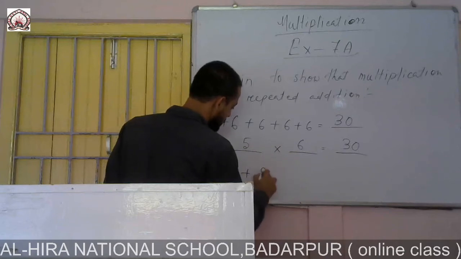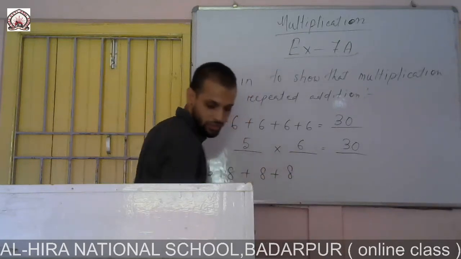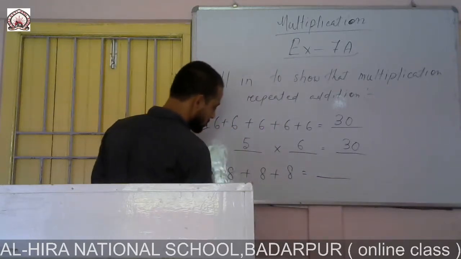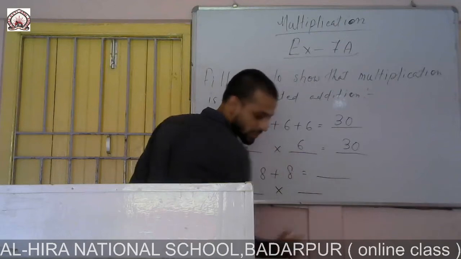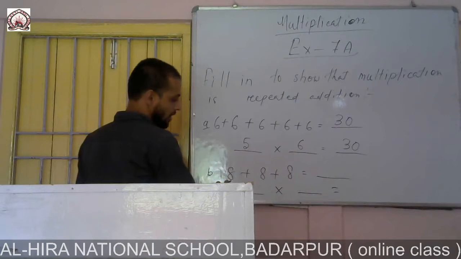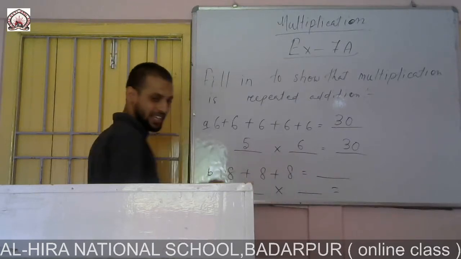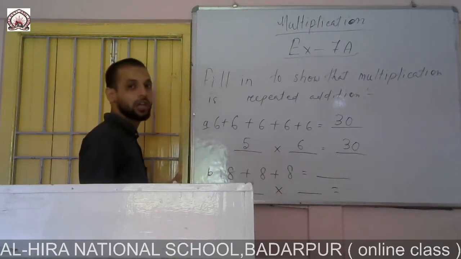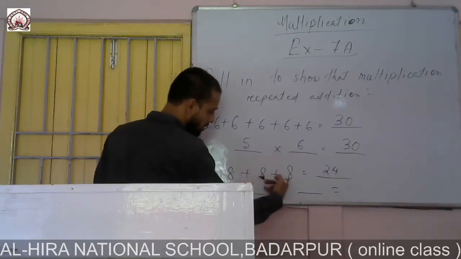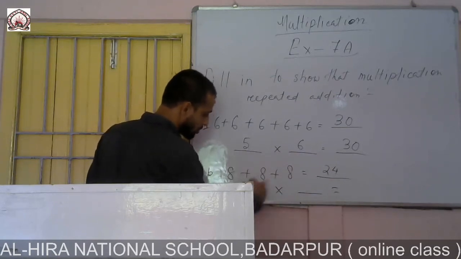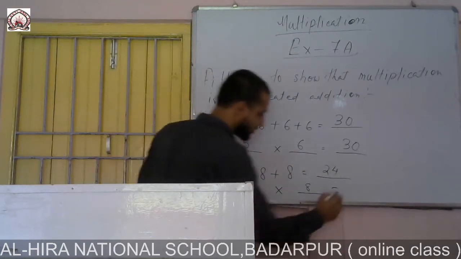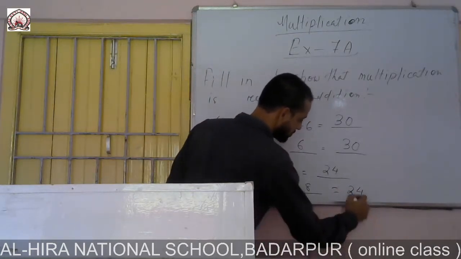8 plus 8 plus 8 equals, dash into dash equals. As it is known to us all, if we add, how many 8 are there? 8, 8, 8. That means three 8s are there. If we add these 3 numbers, we will get 24. So you have to write here 24. Now see how many 8 are there? 1, 2, 3. Three 8s. That is why we have to write here 3 and here 8. So 3 multiplied by 8 equals 24.